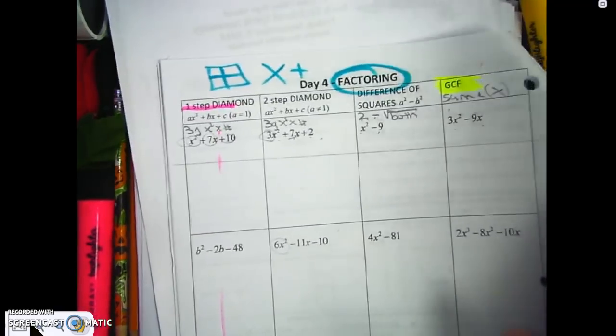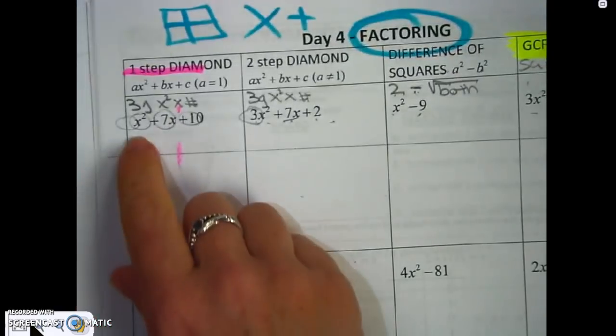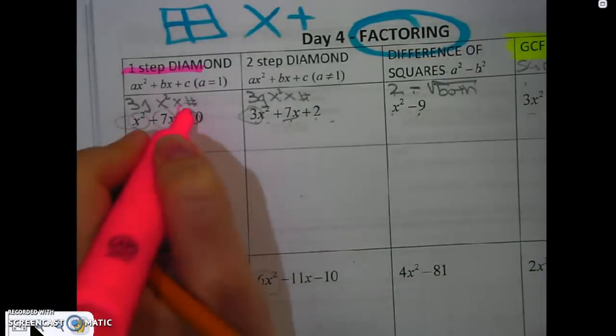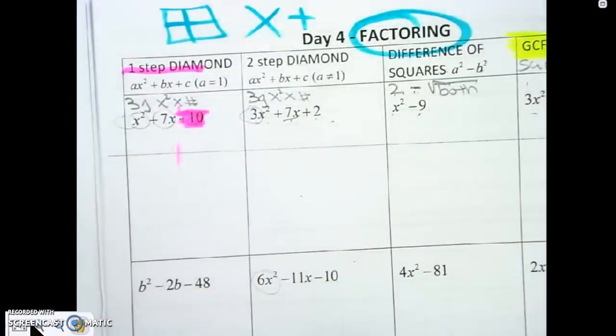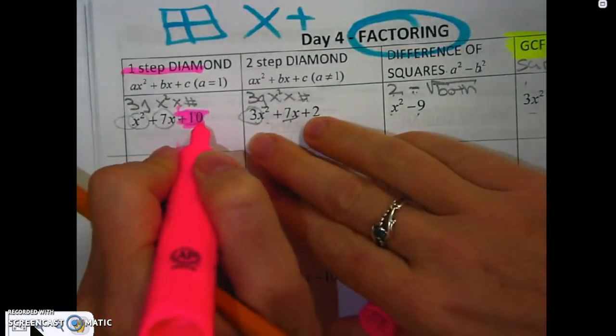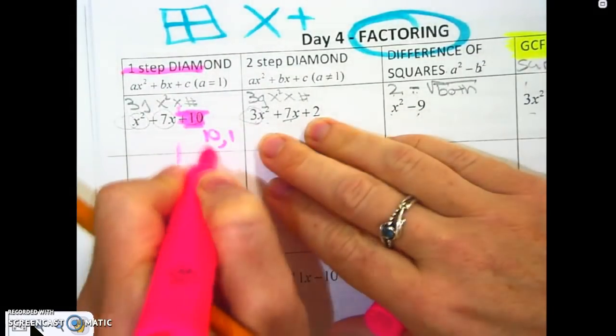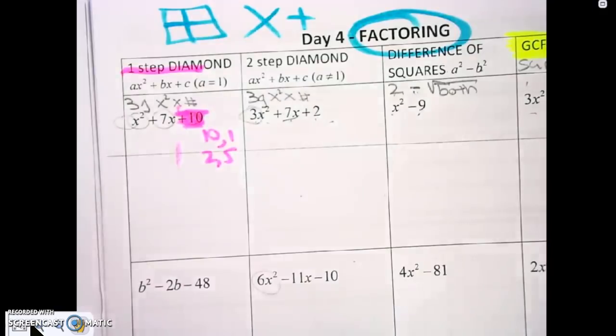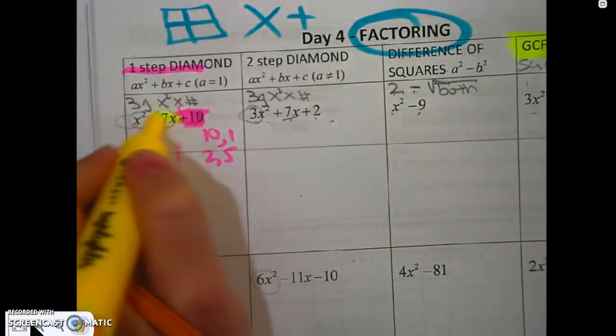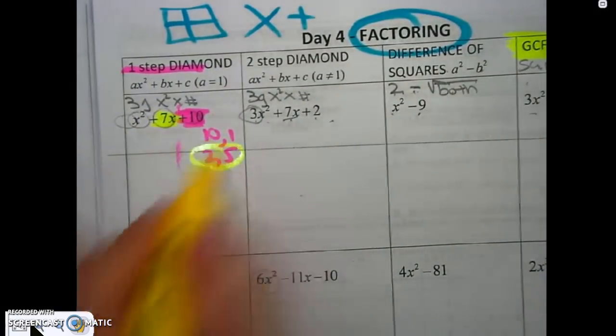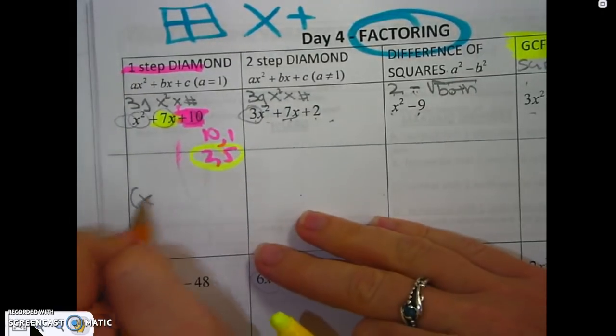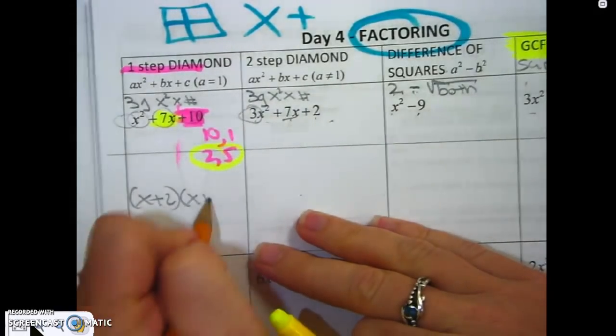So if there isn't a number in front, I focus on that 10 and think of all the ways to get 10. And by that I mean multiply. 10 times 1 and 2 times 5. Now my goal is to get the center, but I have to add to get the center. Boom, those are my numbers. X plus 2, x plus 5.